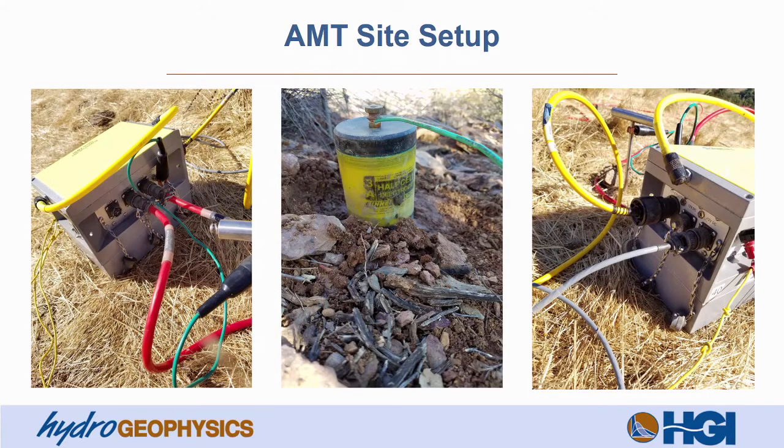The crucial components in an AMT field setup are electric field sensors, which are typically porous pot electrodes, magnetic field sensors, which are typically magnetic induction coils, and a data acquisition system. Occasionally, it may be useful to implement an external transmitter at some distance away to account for frequencies that naturally have low signal amplitude. Our geophysicists at HGI can help determine if adding a transmitter is appropriate for your AMT survey. In this image, you can see two slides of a data collection box and a porous pot electrode in the center.